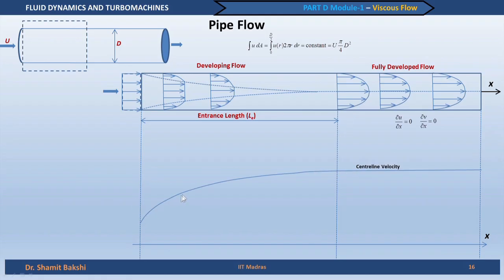It constantly increases, goes to a maximum velocity and remains constant, because after the flow has developed there is no further change in velocity as it moves through the pipe. But in the entrance region there is a constant increase in the velocity. Now, the central region is actually inviscid. The central portion where the velocity is increasing is an inviscid region.